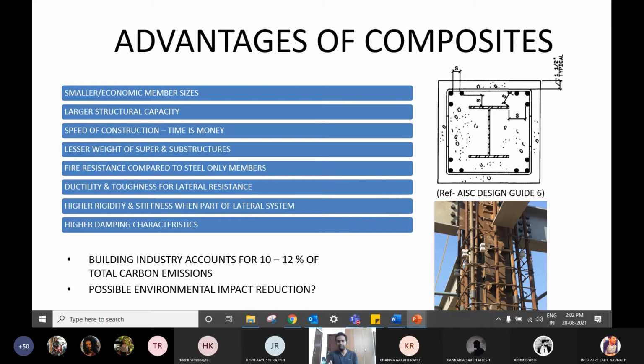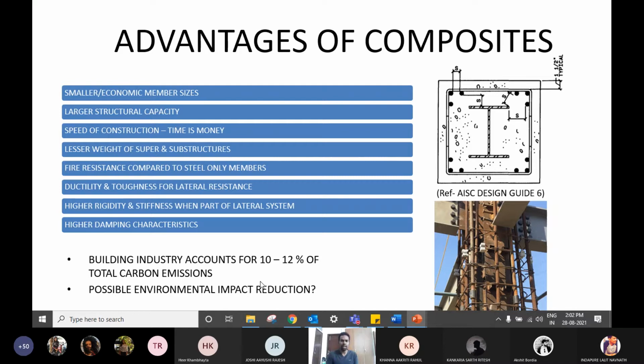Now, this composite is definitely going to be much more ductile than your traditional concrete, but not as ductile as your pure steel structure. So it has this added advantage of ductility compared to your traditional RCC. And it has higher rigidity and stiffness, part of your lateral system resistance. And it has higher damping characteristics because there is more steel inside. Okay. Now, one more thing.